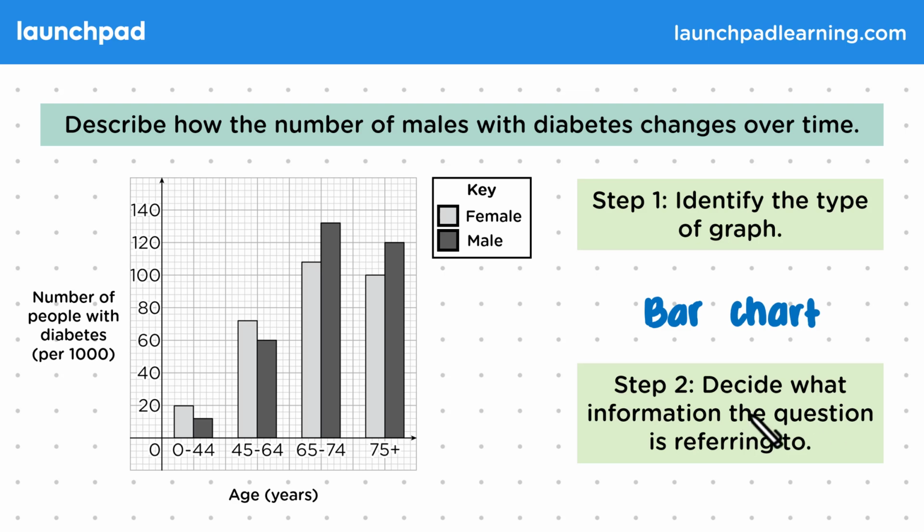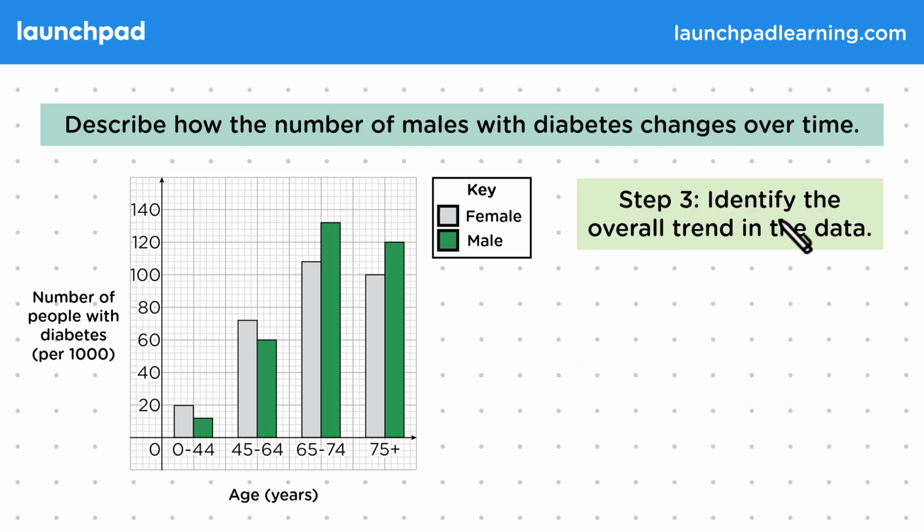Step 2, decide what information the question is referring to. So remember, the question is asking us to describe how the number of males with diabetes changes over time. Because we're looking at males, the bit of the graph that we want to pay attention to is this bit. So we would be looking at the green bar for each of the age groups.